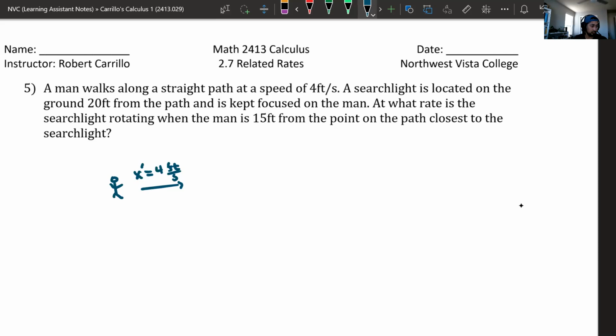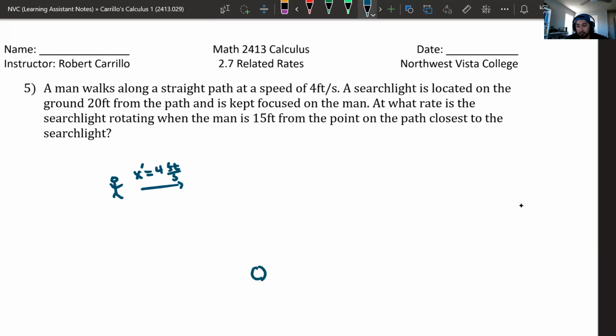A searchlight is located on the ground 20 feet from the path and is kept focused on the man. So I guess is the searchlight ahead of him? Well, it could be however you set it up. But if it's following him, you could have it on the bottom right or on the bottom left. Yeah, so we'll do it like this.